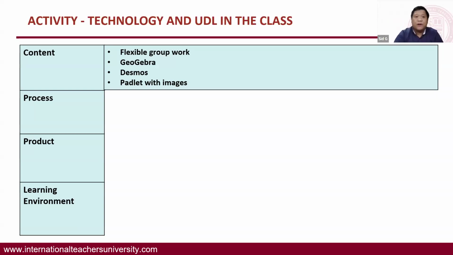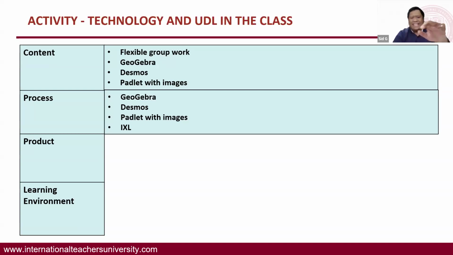And on the other hand, in GeoGebra, I can also ask the student with gifted and talented to explore more about fractions. Desmos, this is really good for ADHD students. Padlet with images, this is for the ELL students. And how about the visually impaired? In Desmos, there is an accessibility mode.